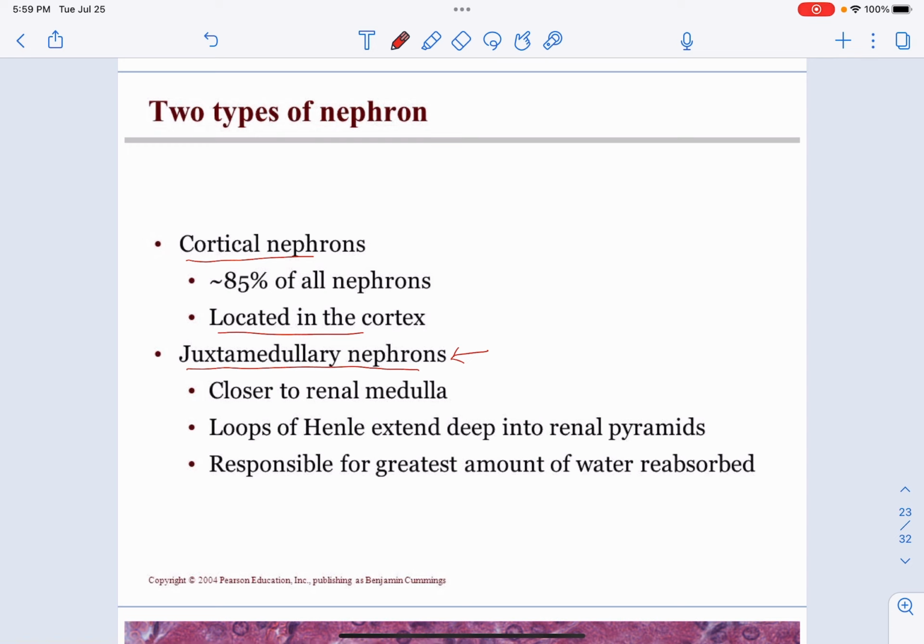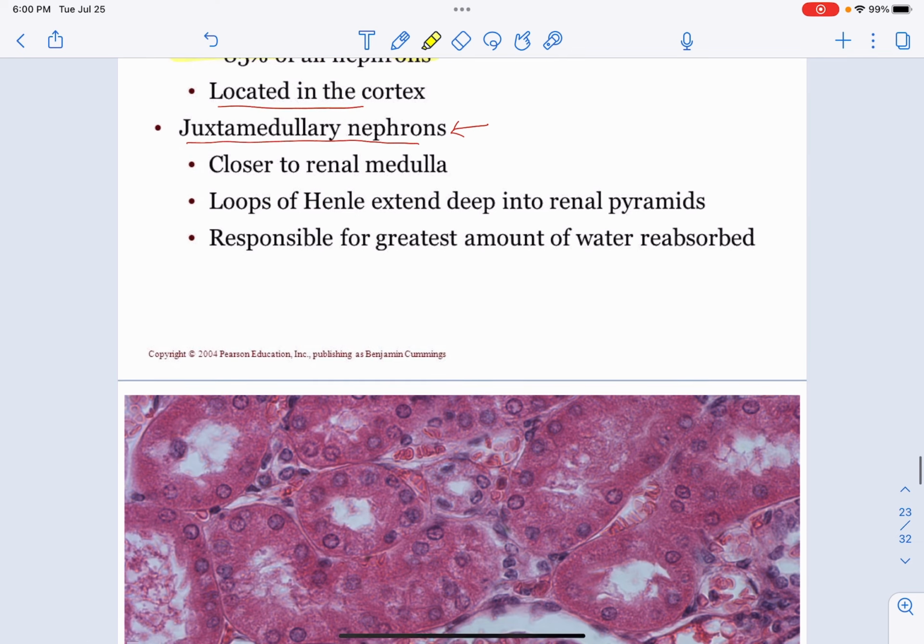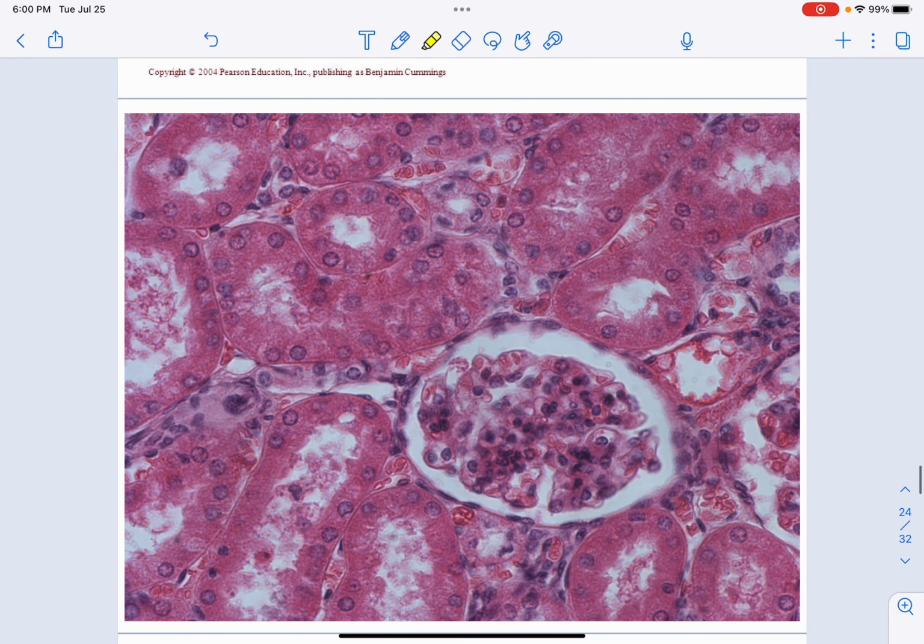And this, I would never ask you on an exam. I'm just telling you this. You're going to probably learn about it in physio. When water is scarce and we need to make more concentrated urine, you will use the juxtamedullary nephrons over the cortical nephrons. That's the difference. All I want you to know is that the majority of the nephrons are cortical nephrons. All right, so let's move on.